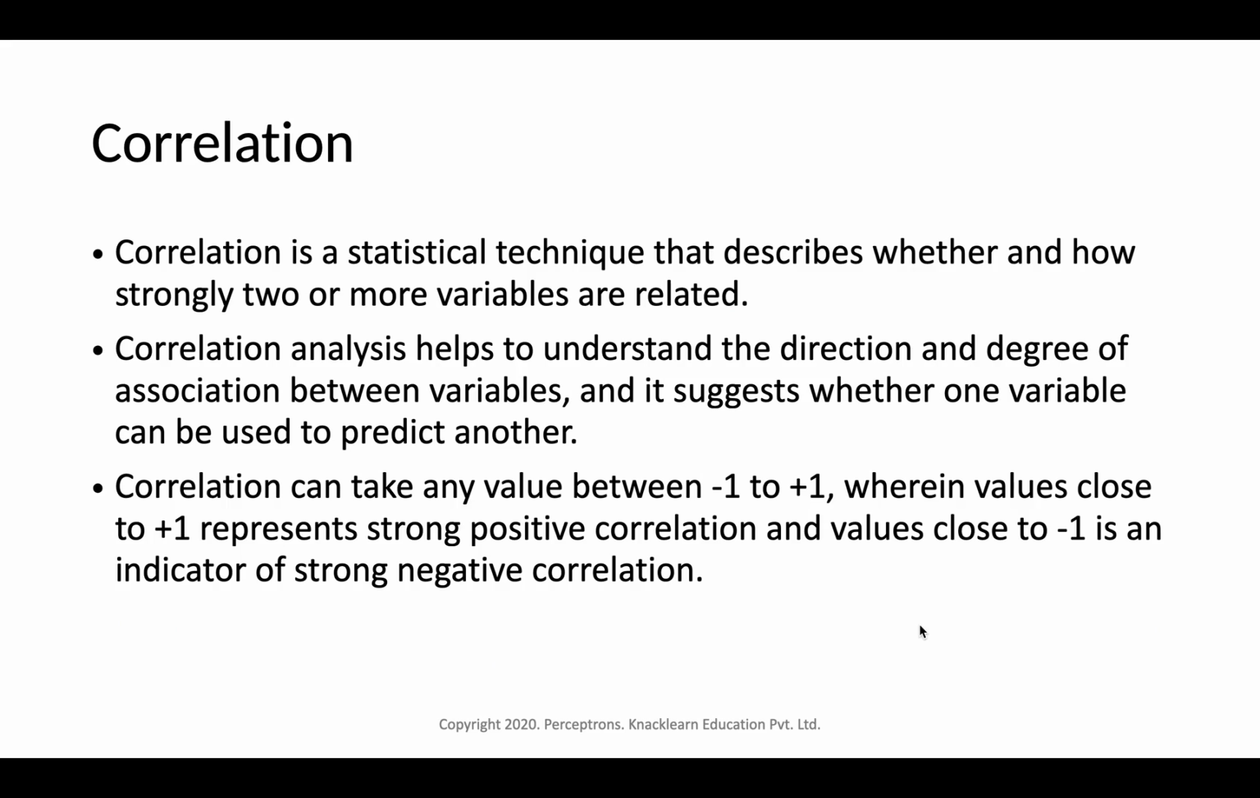So now the next one is correlation. Correlation is a statistical technique that describes whether and how strongly two or more variables are related. So it will tell you how strongly they are related. Is it like 90% related? Is it like 80% related, like that? So here we can also see the strength of the relationship.